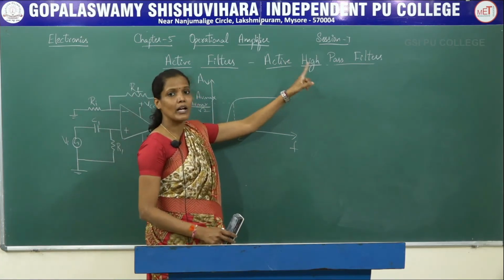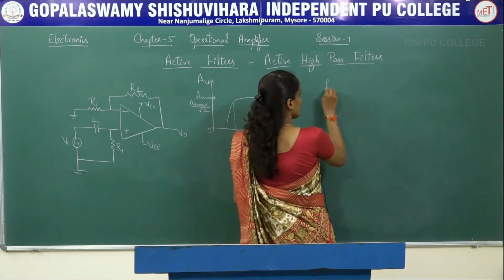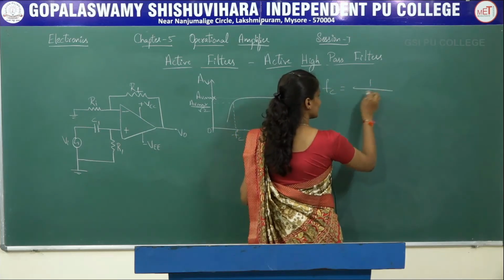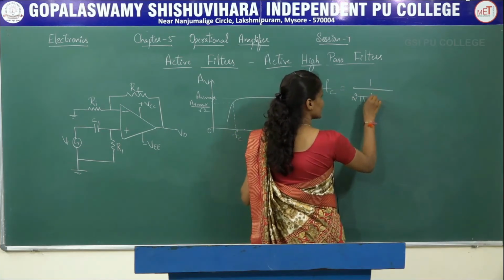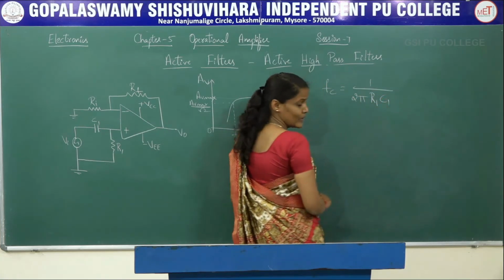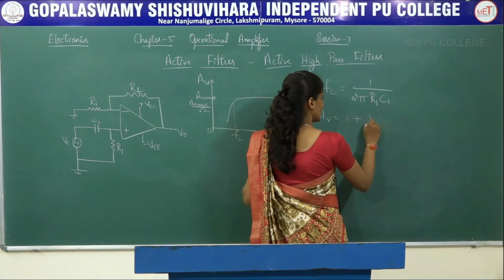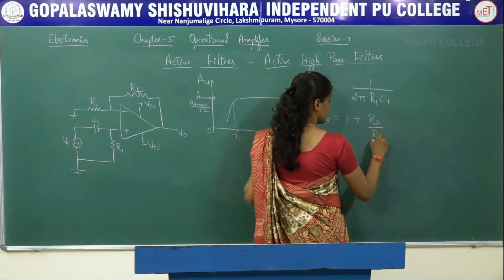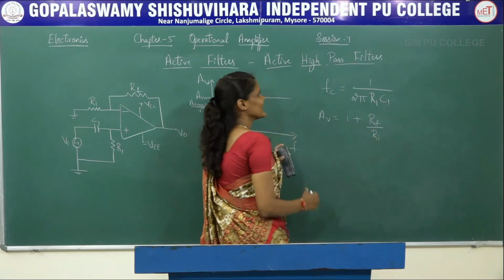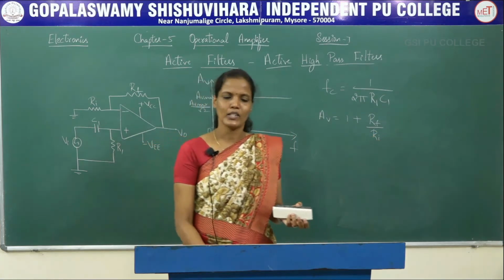For that, the high pass filter. And if I want to calculate that FC, the formula is the same. FC is equal to 1 divided by 2 pi R1 C1, and the voltage gain formula is also the same. AV is equal to 1 plus RF divided by Ri. So this is all about the active high pass filters.